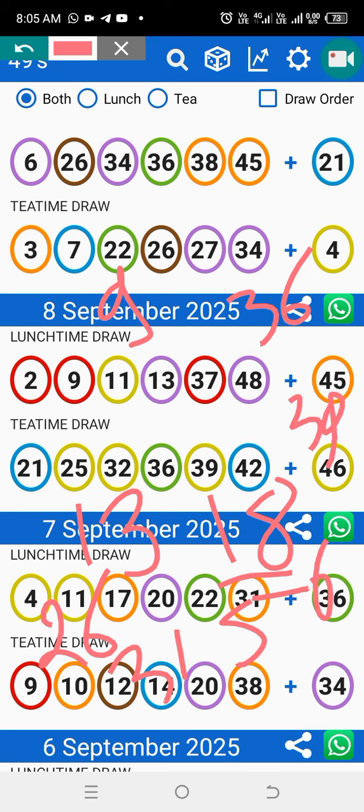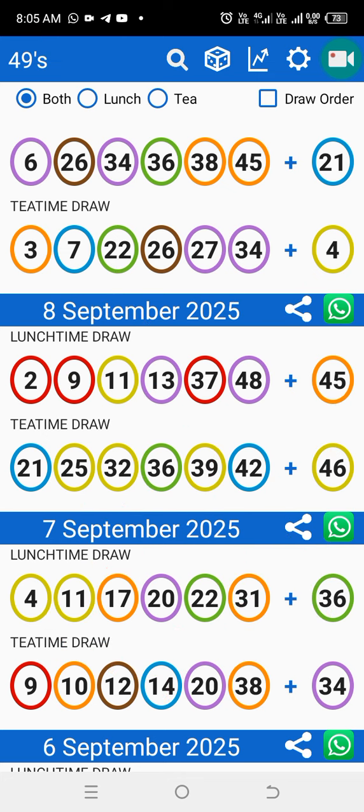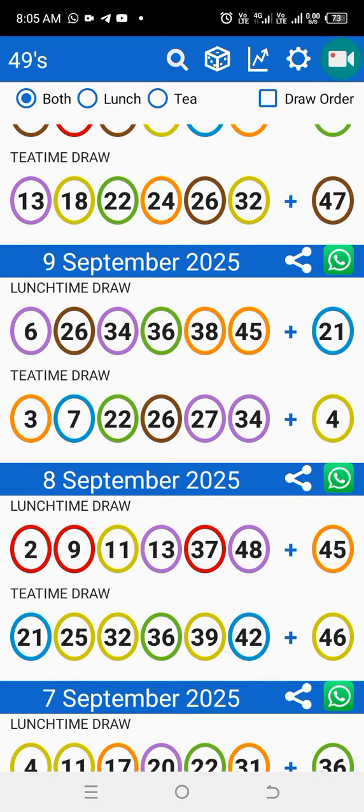Those are the numbers that you're supposed to play the whole day. Where we got 36, 39 on tea time, where we got 9, 13 on lunch time, right? So they give us two numbers lunch, two numbers tea. All right, so let's do this again.